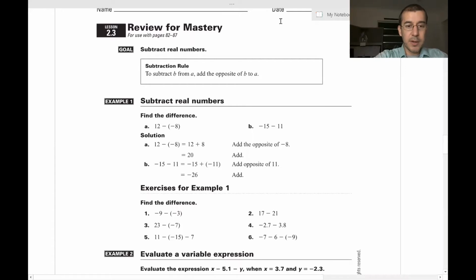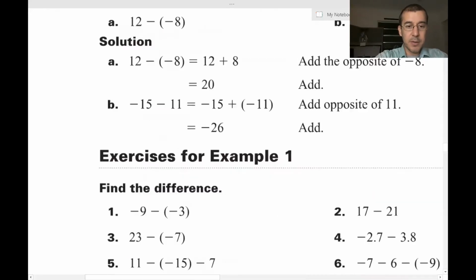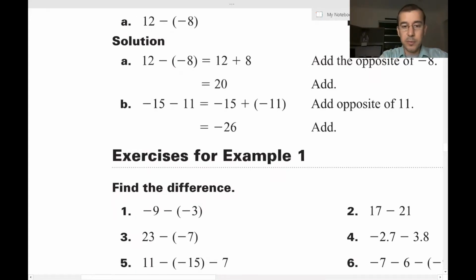So -9 minus 3. So when we have two minuses, that equals to plus. So this becomes -9 plus 3. 9 is greater than 3, so the sign is minus, and 9 minus 3 is 6, so minus 6.